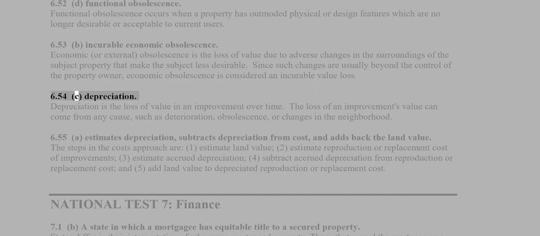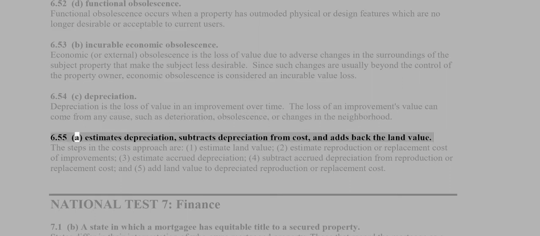6.54 C. Depreciation. Depreciation is the loss of value in an improvement over time. The loss of an improvement's value can come from any cause, such as deterioration, obsolescence, or changes in the neighborhood.